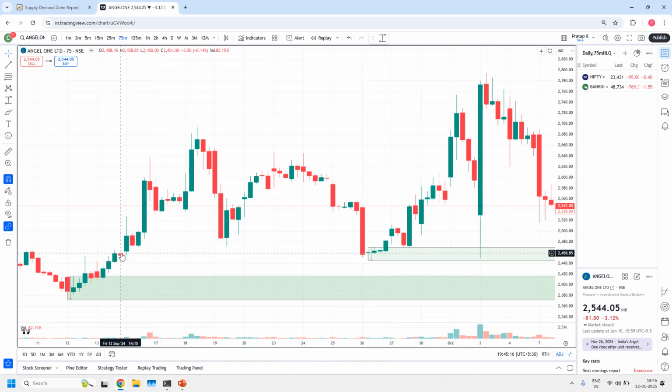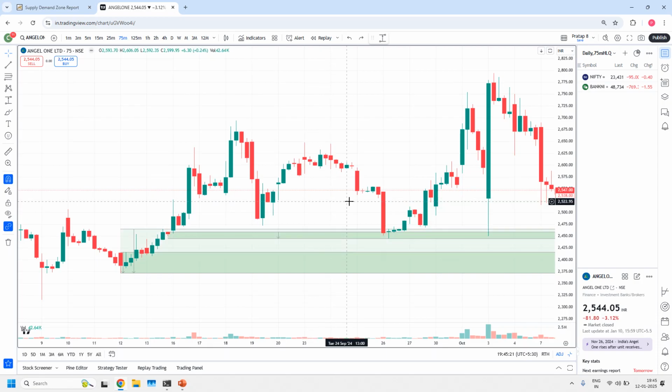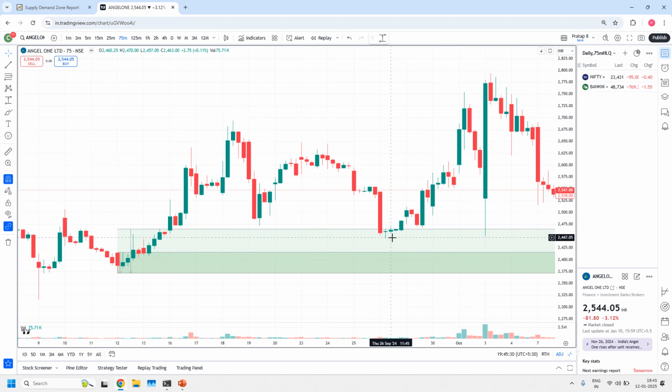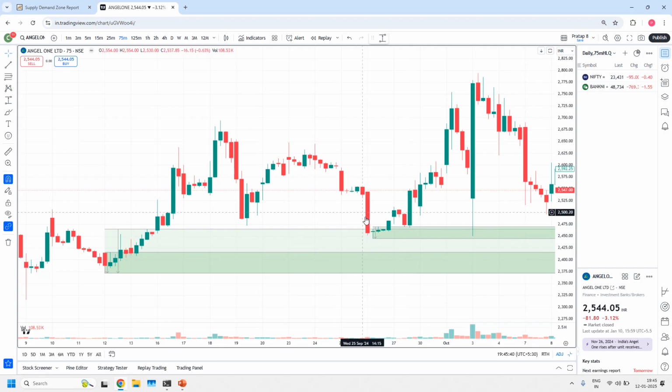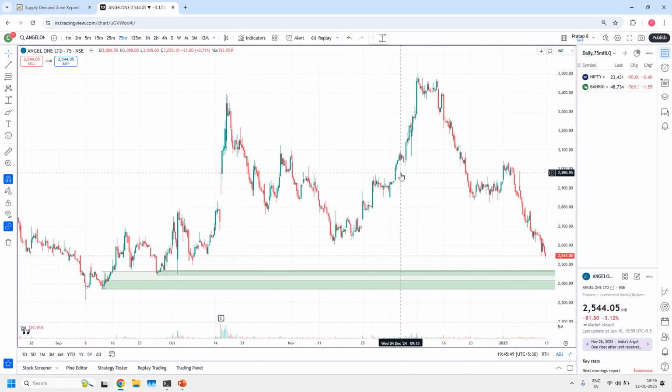Let me delete this. Sorry, some mistake I did. Here we have drop base, 3 base candles and rally. In the recent price action, this zone is created. Picked up the orders and again picked up the orders. So any more zones? That's it.